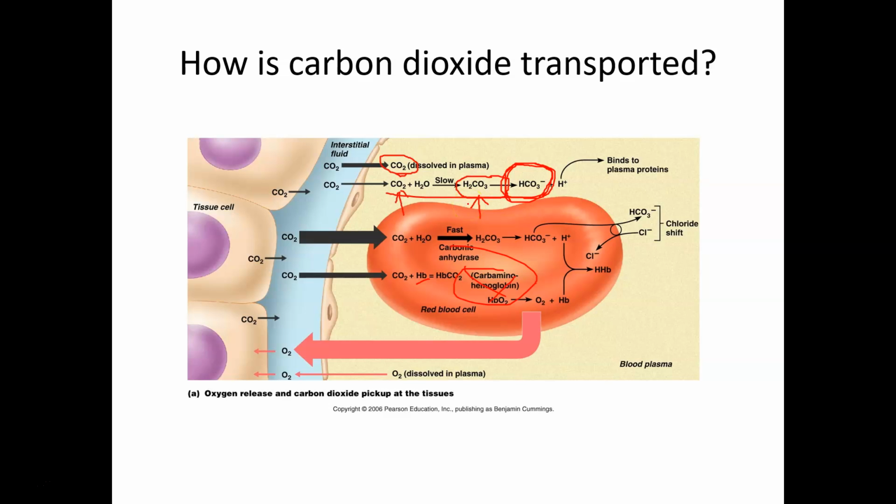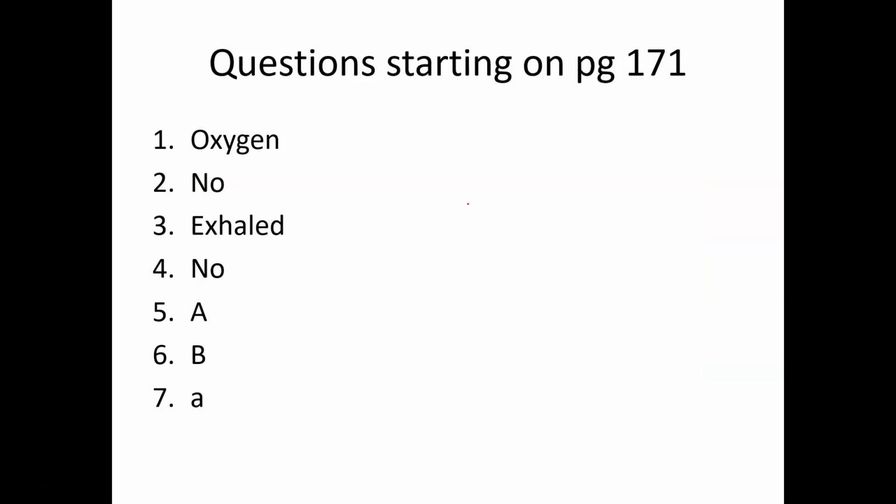Okay, so that answers everything that I wanted to there. They gave you a little chart on page 171 that shows you the partial pressure of the two different respiratory gases, oxygen and carbon dioxide, in several different places, in inhaled air, in exhaled air, in arterial blood, and so on. And you use that chart to answer the next several questions. Here are the answers to all of the questions that relate to that chart. You can pause the video and just make sure you get the answer.